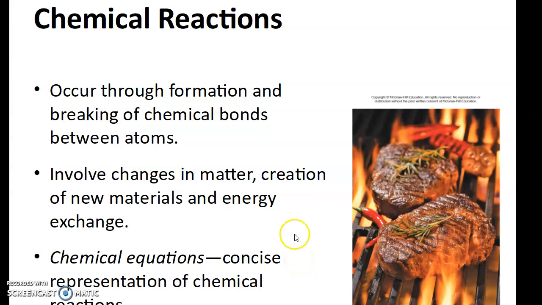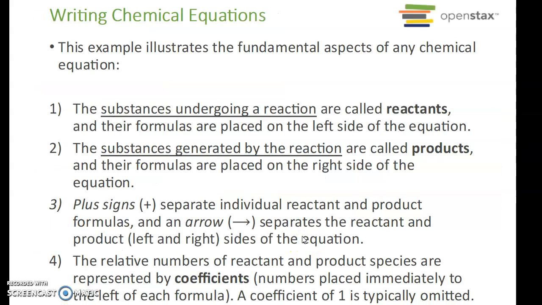Chemical reactions occur through the formation and the breaking of chemical bonds between atoms. Changes in matter, creation of new material, energy exchange, all are involved in these chemical reactions. A chemical equation is a concise representation of that chemical reaction. Here they have the really great looking one of the chemical reaction of the carbonization of some protein. Actually, looks pretty good there.